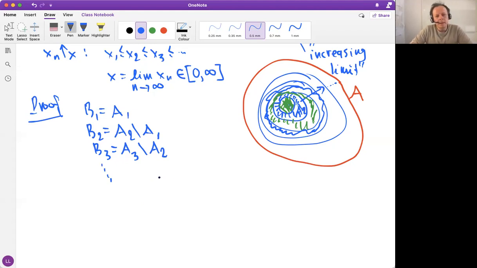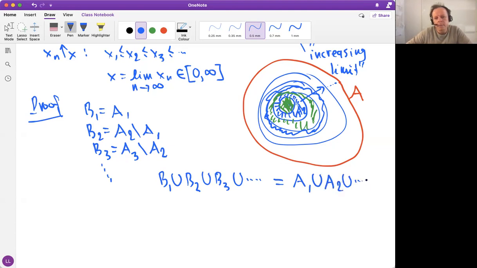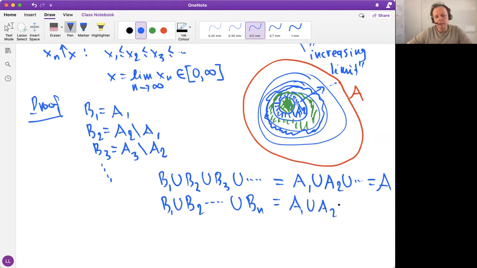And then the key thing here is that if you look at the union, B1 union B2 union B3, etc., what is this union? We take the core, then this annulus, then the second slice, and so on. We continue. This union is equal to the union of A1 union A2 up to infinity, which is by definition A. Also, if we take a finite union B1, B2 up to Bn, this is the same as A1 union A2 up to An.